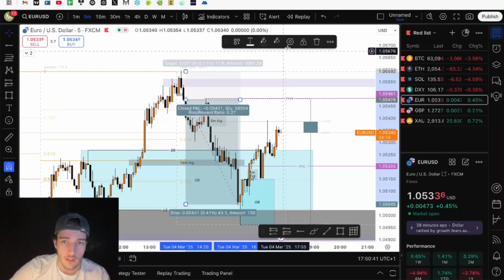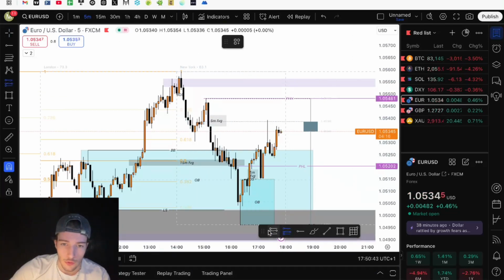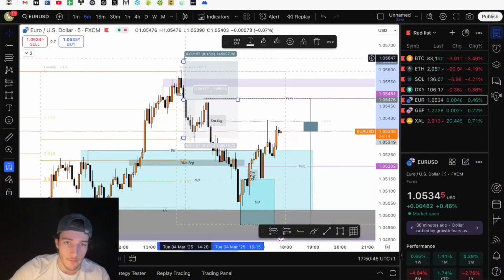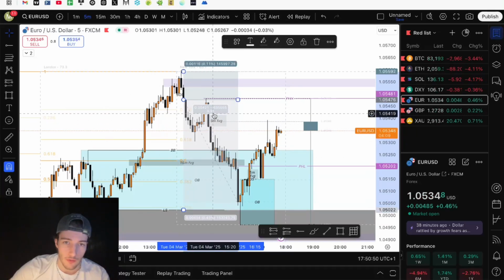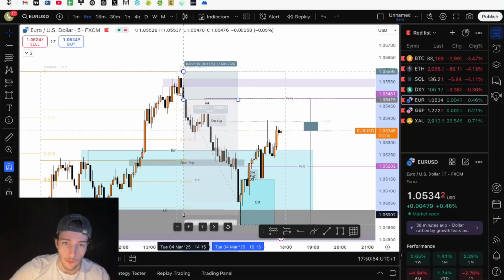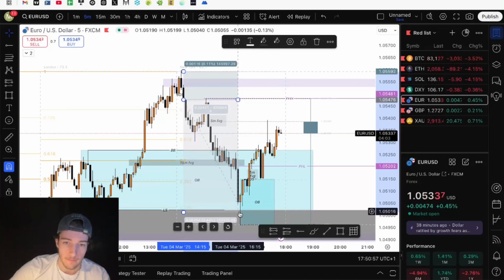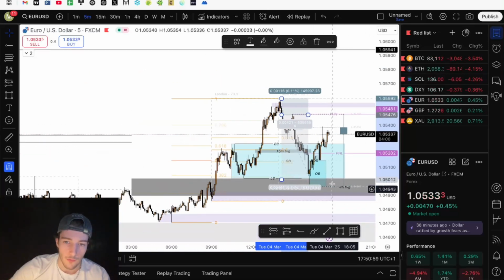Oh wait, that's a long. We don't want long. We wanted to short, right? So I could have entered off of that, but would have hit a 1 to almost a 1 to 4. If I would have extended it to 1 to 4, it would have hit here in this 4-hour fair gap.